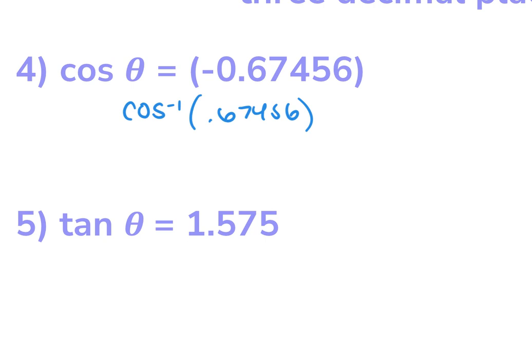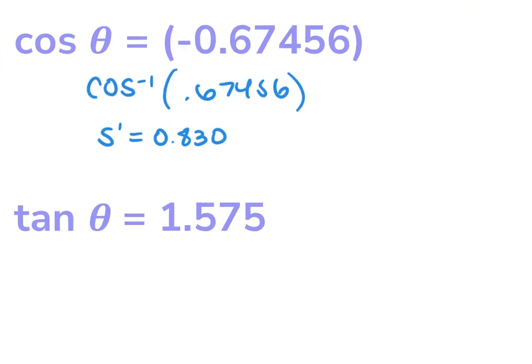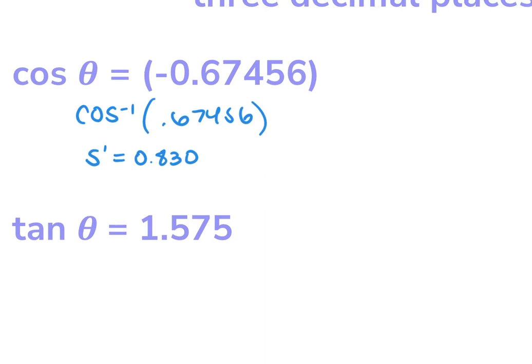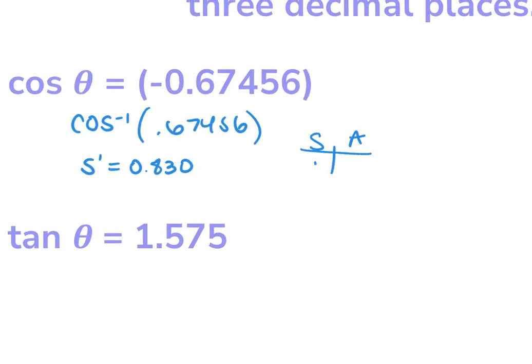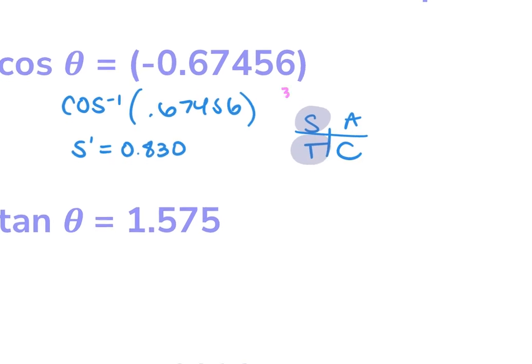So second cosine of 0.67456, and I get that s, or theta prime, it doesn't matter which one, is 0.8304. So I'm going to keep the 3 decimal places. 0.830. Then I go to my All Students Take Calculus to find which signs match the question given. So where would cosine be negative? Second and third. In the second quadrant, it should be 3.14 minus 0.83. And in the third quadrant, 3.14 plus 0.83.